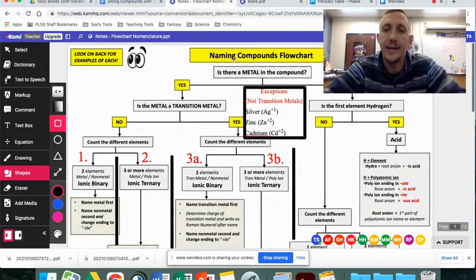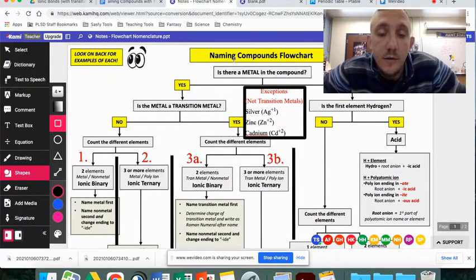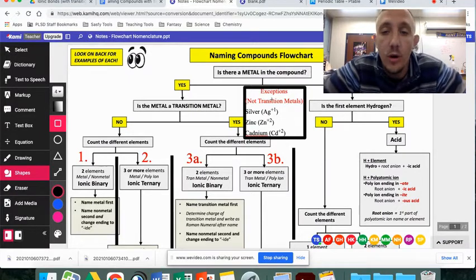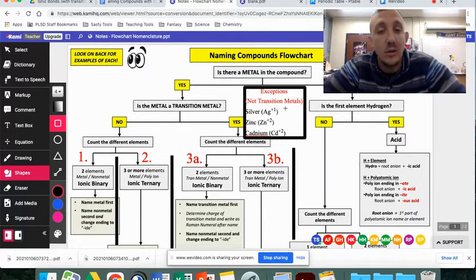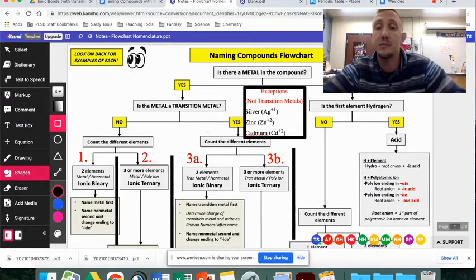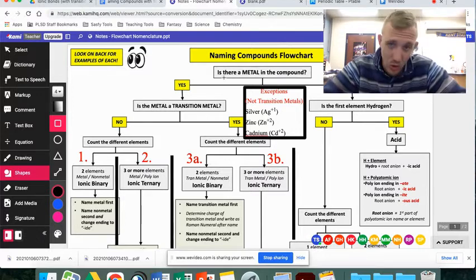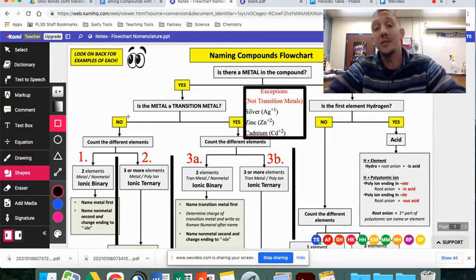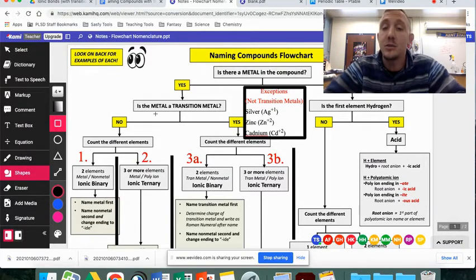All right. So today, guys, again, we're going to be going to the flow chart. And so I'm going to add some things to this. I've already labeled some exceptions that are not transition metals because today we're going to be talking about compounds that have transition metals. Okay. And so when we use the flow chart, we've been using compounds that have metals. So we've been going to the yes part.